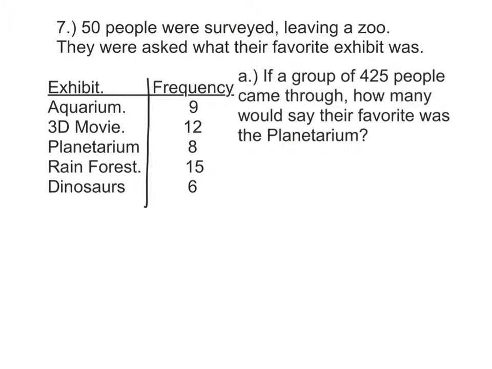All right, 50 people were surveyed leaving the zoo, and they were asked what their favorite exhibit was. The results are in the table. Now, if a group of 425 came through, how many would say their favorite exhibit was the planetarium? Well, the first thing we want to find is the probability of getting the planetarium. Right? Looking at the table, the planetarium showed up 8 times. So that's 8 out of the total of 50 people.